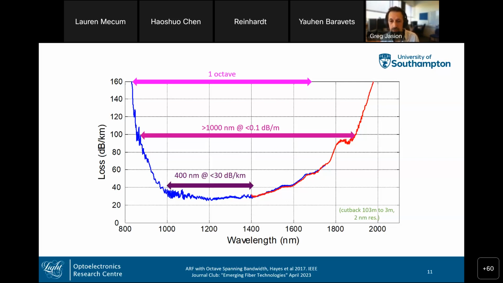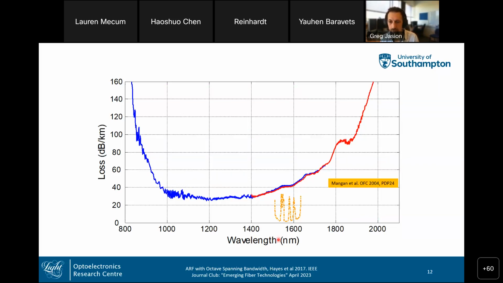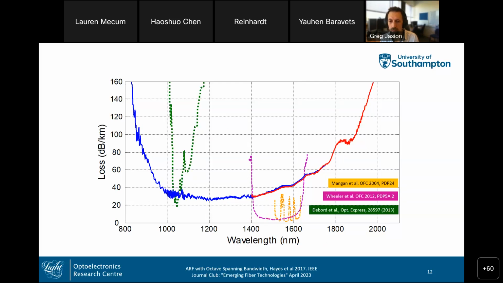However, if we look at the other fibers of the time, we have that PBGF with much, much lower losses but a very small bandwidth. Then a different PBGF, which has the wide bandwidth but higher loss. And note also the different Kagome structure, again with the narrow bandwidth. So huge bandwidth in comparison to the other structures.